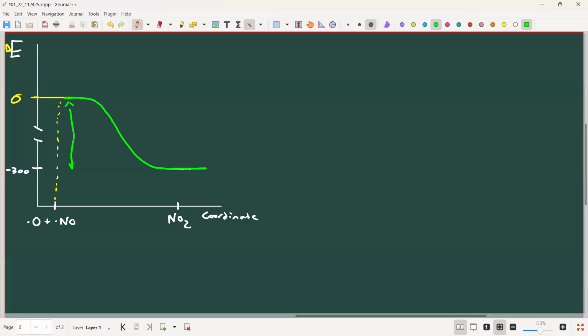This energy difference is minus 300 kilojoules per mole at 298 Kelvin. So at standard temperature, it's about 300 kilojoules per mole. Right, barrierless reaction. So you imagine now bringing O together and an NO together, and they should just react immediately. Not so simple.